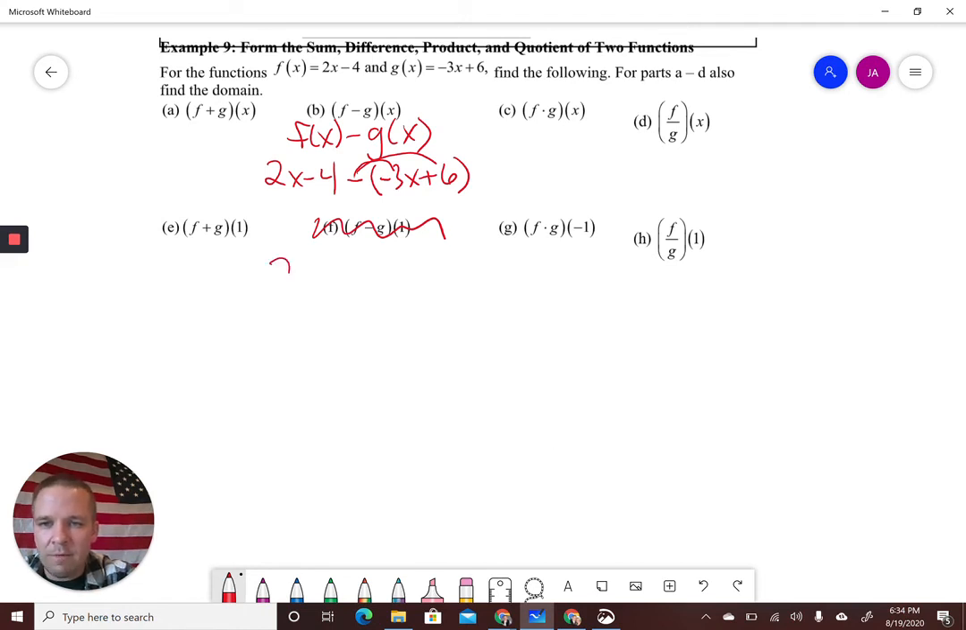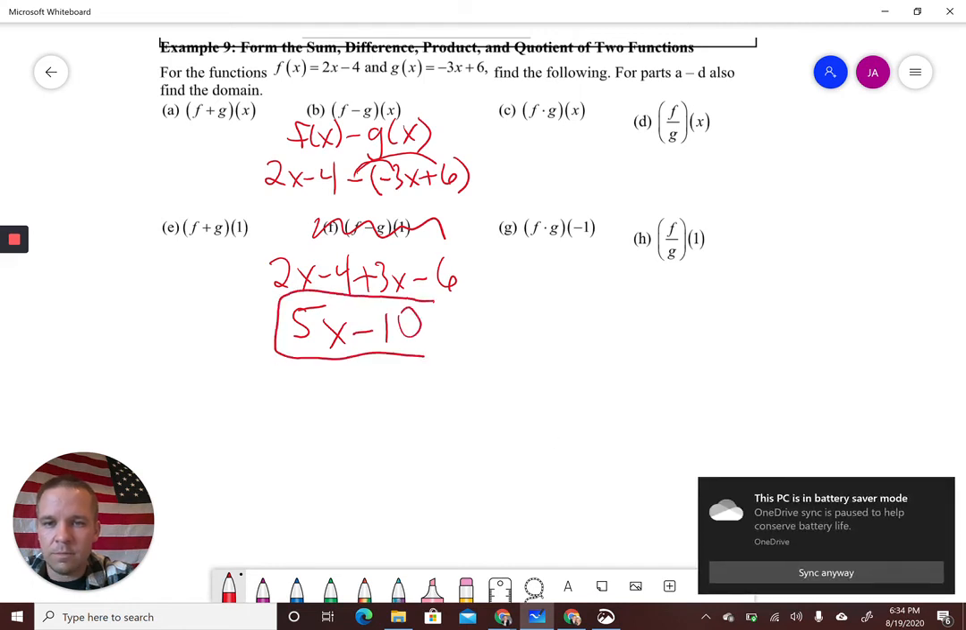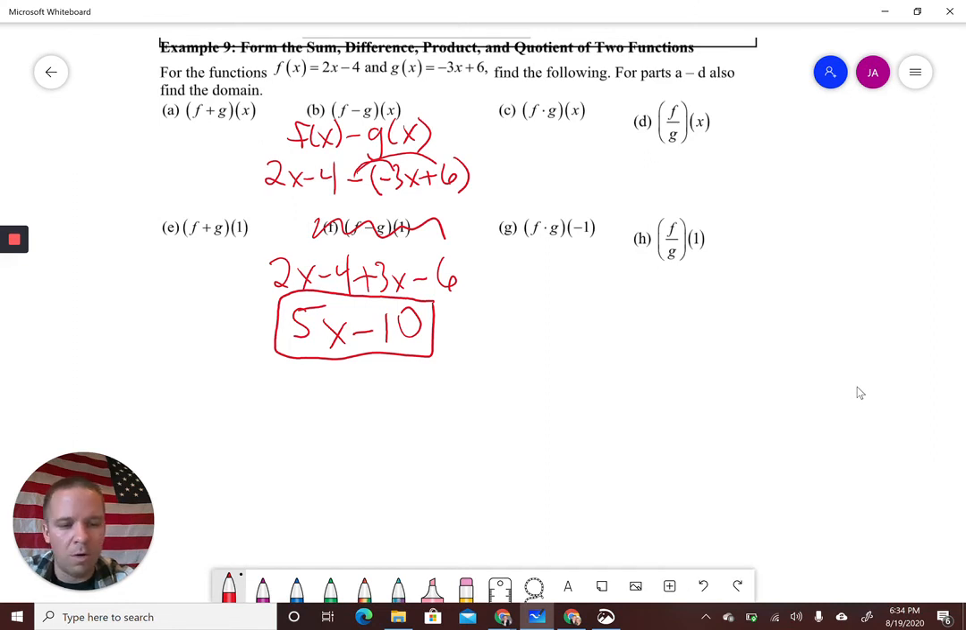So I'm going to have 2x minus 4 plus 3x minus 6, and now what I get is 5x minus 10. Cool. All right, I'm in battery saver mode. Oh, I better finish this up.